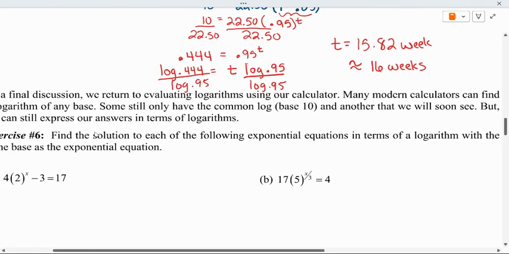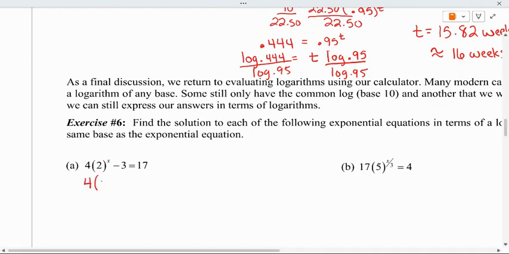All right. As a final discussion, we're going to return to evaluating logarithms using our calculator. Many modern calculators find the logarithm of any base. You guys already know that. You hit the math button and you go all the way down to the capital A where it says log. Then you can use the base. Do you guys know what I'm talking about? So let's look at this example.